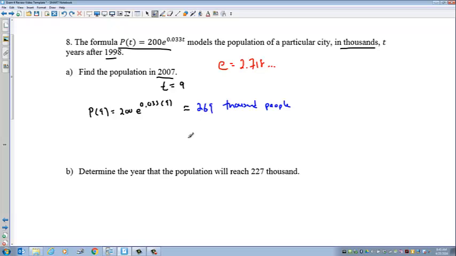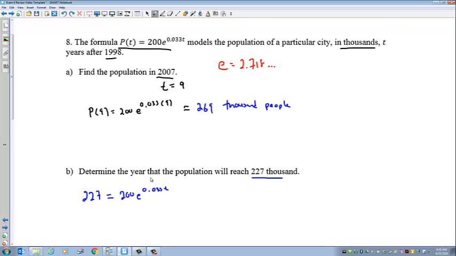All right, so what else? What's next? Now, that was an input question. The next one is probably going to be an output question. So determine the year that the population will reach 227,000. So now that's output stuff. So what I'm going to do here is take 227 and set it equal to 200 e to the 0.033t. Now this one, you can either use technology, because it doesn't explicitly say you have to solve by hand. If it says I can use technology, you can, and on the exam, it certainly would say whether you can or not. So you can graph the left, graph the right, intersect.